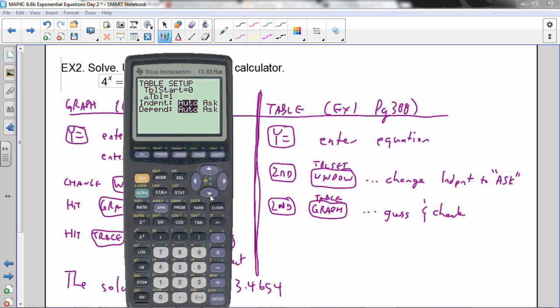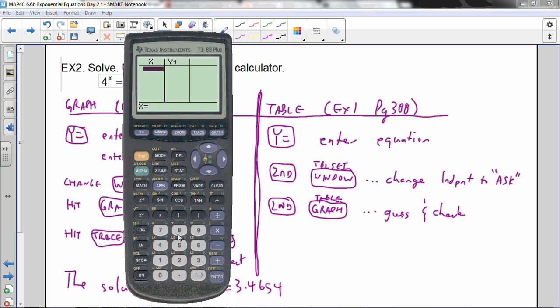What I'm going to do is change this to ask. And what this will do is ask us for what value we would like to input. So change that to ask. And all I did was go over and highlight it and press enter. Okay? And then if I press table, second graph is table. Well, it's blank, isn't it? Well, this is no good. Well, it's asking us for the x values, right? So if I put in 3, there's 64. I put in 4, I know that one's too high, so I know it's got to be somewhere in between.